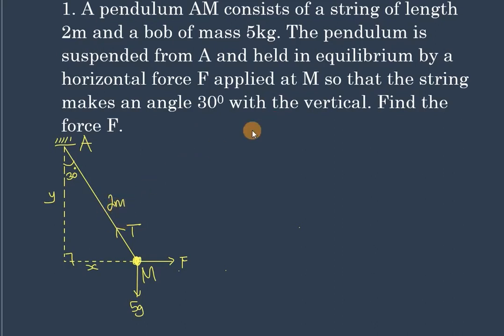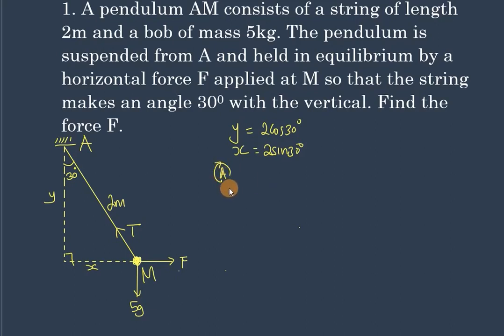They say the pendulum is of length 2 meters. So I have 2 meters. And y is adjacent to this, and this is the hypotenuse. So y is equal to 2 times the cosine of 30 degrees, while x is equal to 2 sine of 30 degrees. So we have that taking moments about the point A.